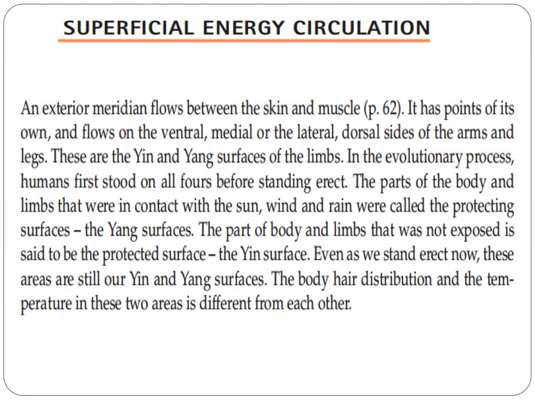In the evolutionary process, humans first stood on all fours before standing erect. The parts of the body and limbs that were in contact with the sun, wind, and rain were called the protecting surfaces, called the yang surfaces. The part of the body and limbs that was not exposed is said to be the protected surface, or the yin surface. Even as we stand erect now, these areas are still considered to be our yin and yang surfaces. The body hair distribution and the temperature in these two areas is different from each other.